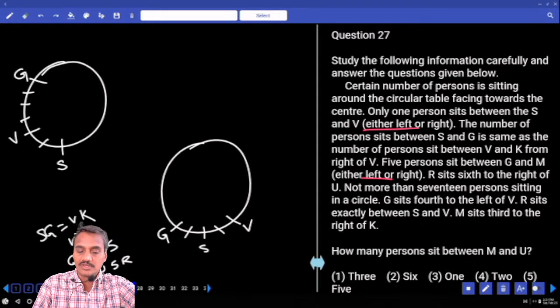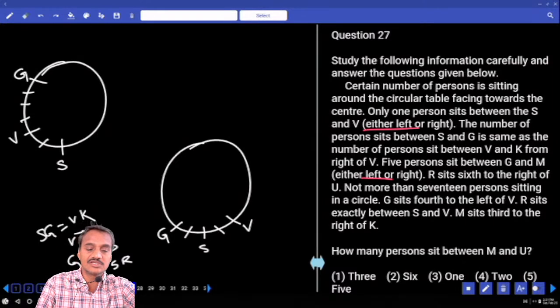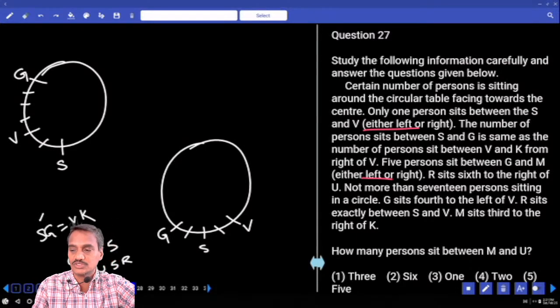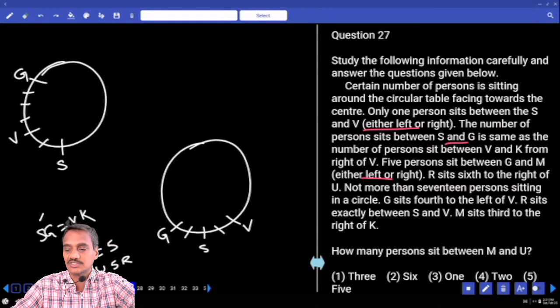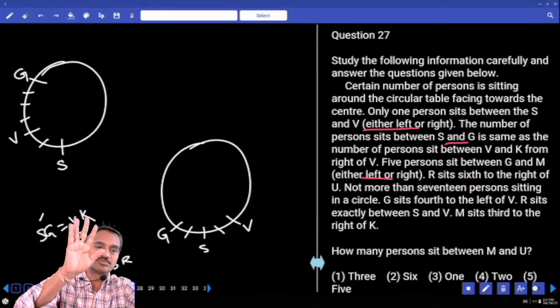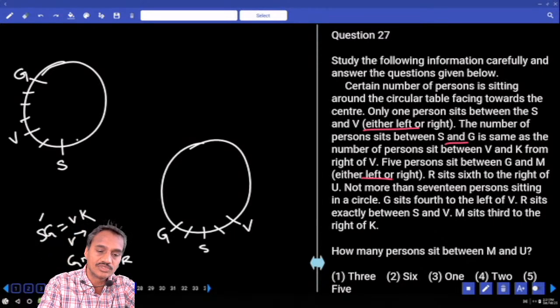Next, in between G and M. Now V and K, S and G. How many people are there between S and G? 1, 2, 3, 4, 5. Five people are there between S and G. The number of persons between S and G is the same as the number of persons between V and K from the right of V. So between V and K there must be 5 members: 1, 2, 3, 4, 5. K must be at this place.